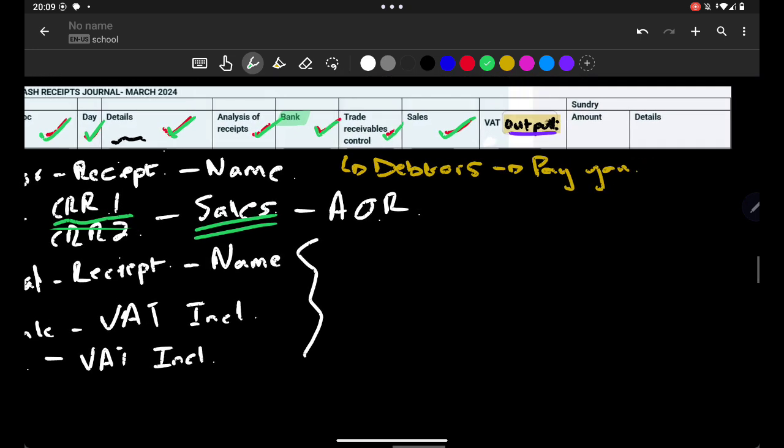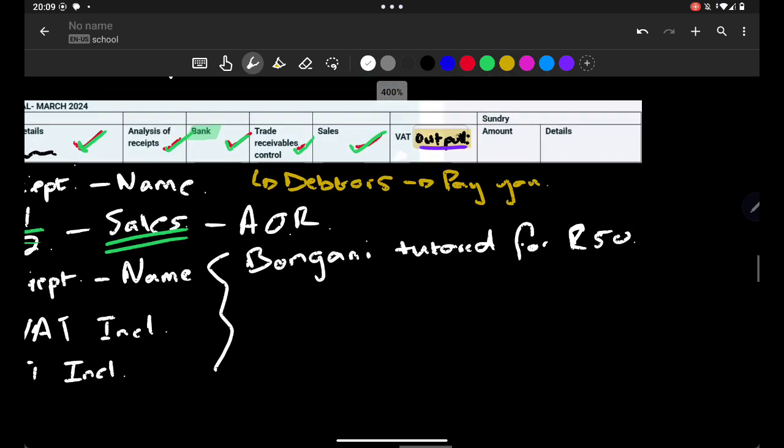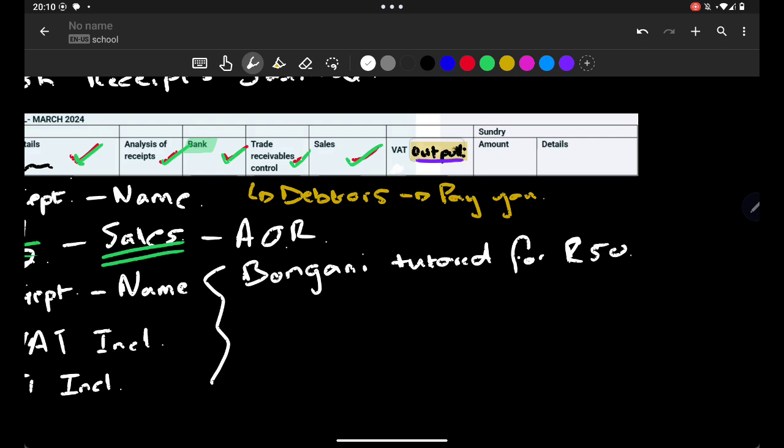So let's make the example here. Bongani tutored for, let's make it a round number, 50 rand. In no world are my tutoring fees 50 rand, but yeah, Bongani tutored for 50 rand.